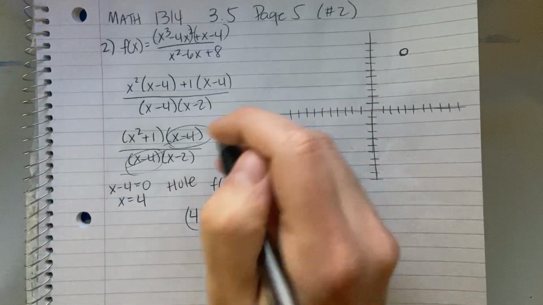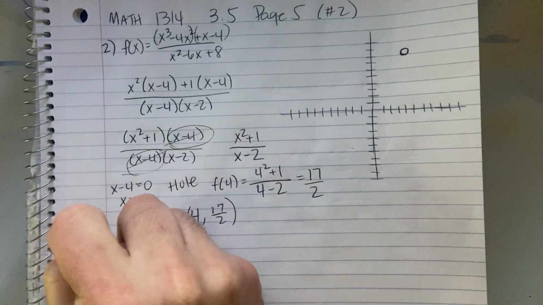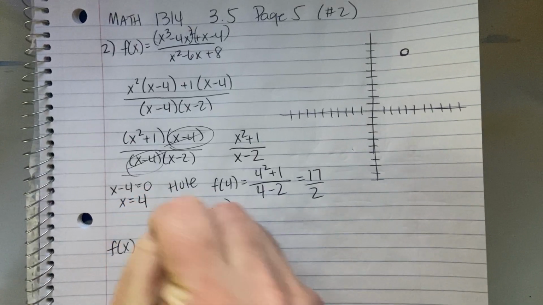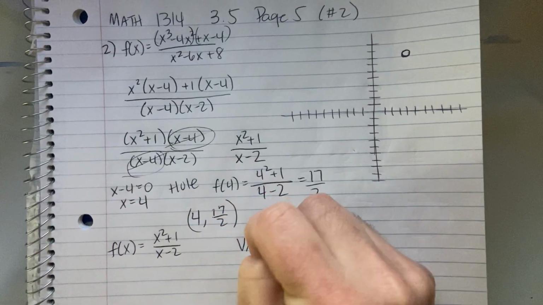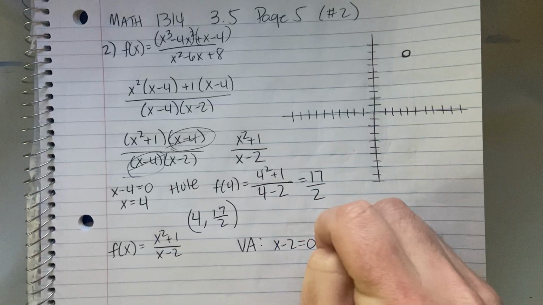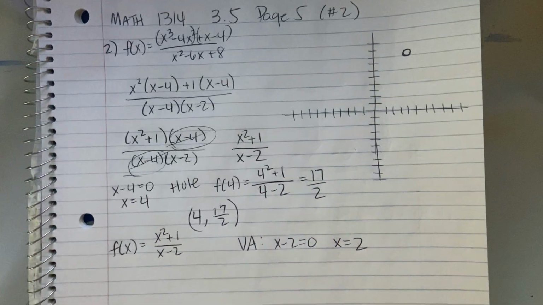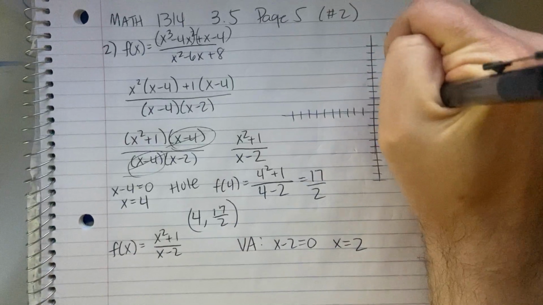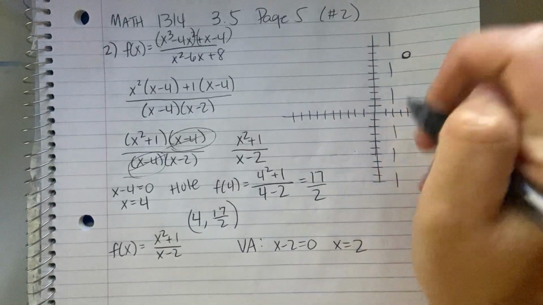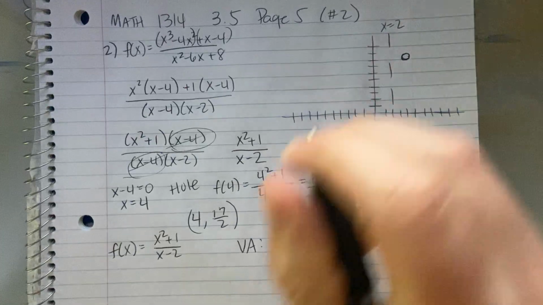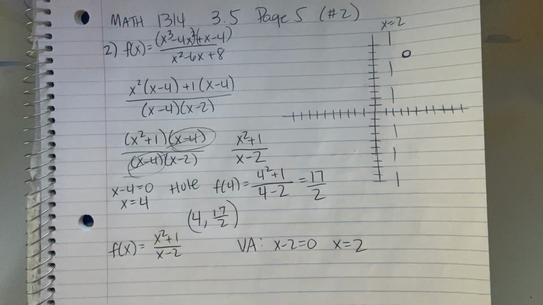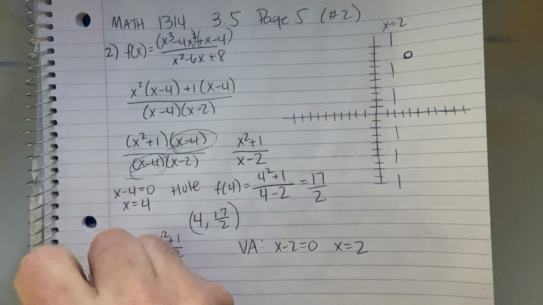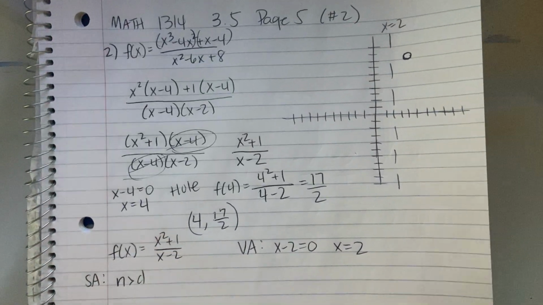We only have to work with the rest of the function now. That's the x squared plus 1 over x minus 2. Vertical asymptote: x minus 2 equals 0, so x equals 2. So we have a vertical asymptote at x equals 2. The numerator has a larger power than the denominator by exactly one, so we have a slant asymptote.